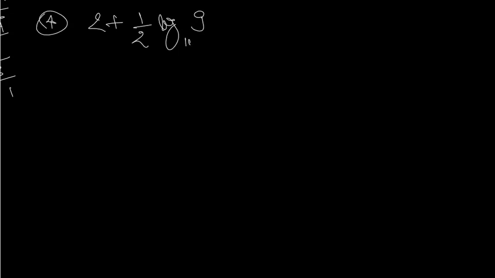This is question number 4. Just understand the method. 2 plus half log of 9 to the base 10 minus 2 log 5 to the base 10. We have to express this as a single logarithm. Now first comes 2. What is 2?